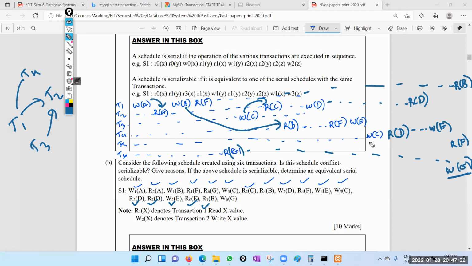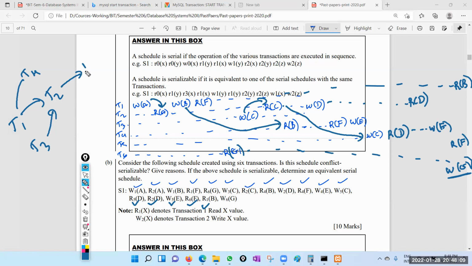Write C. So here we have read C, here we have write C. And dependency at the end. That is transaction 2 to transaction 5. Then D. Write D to read D. That is transaction 2 to transaction 5 again. So this is also transaction 2 to transaction 5.